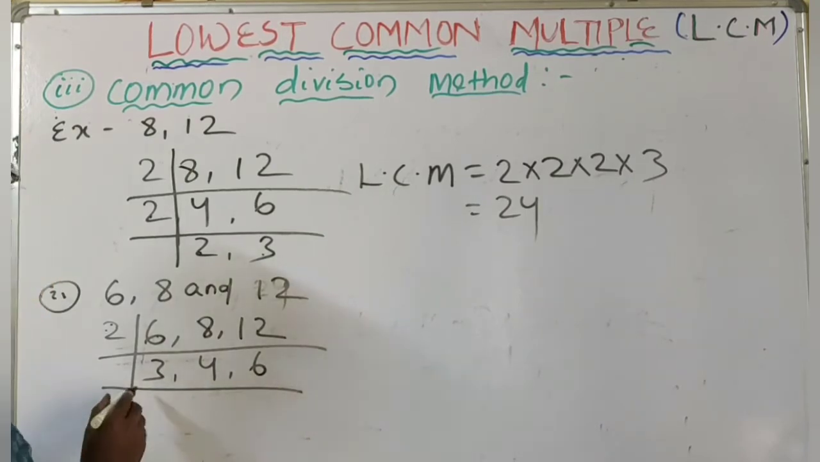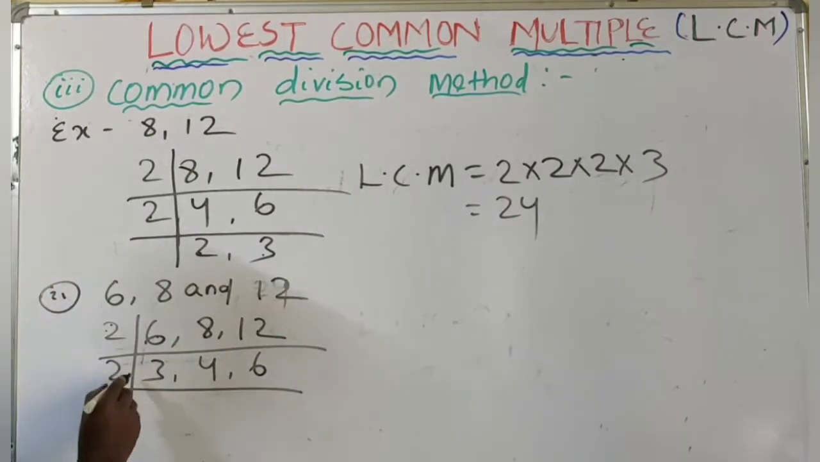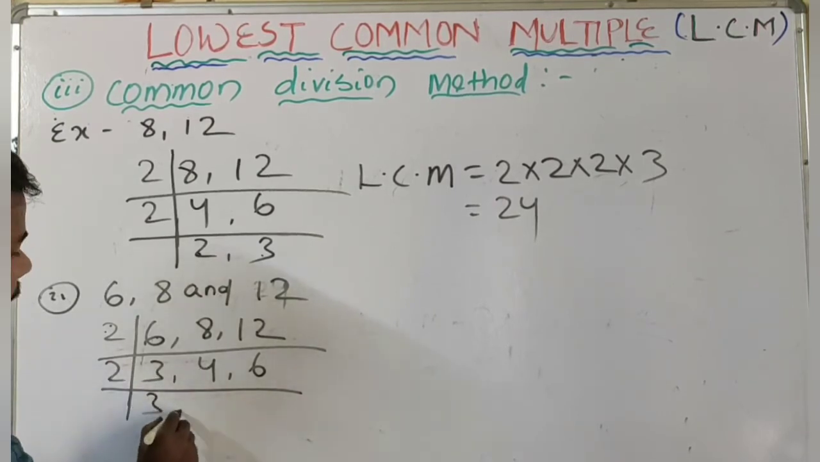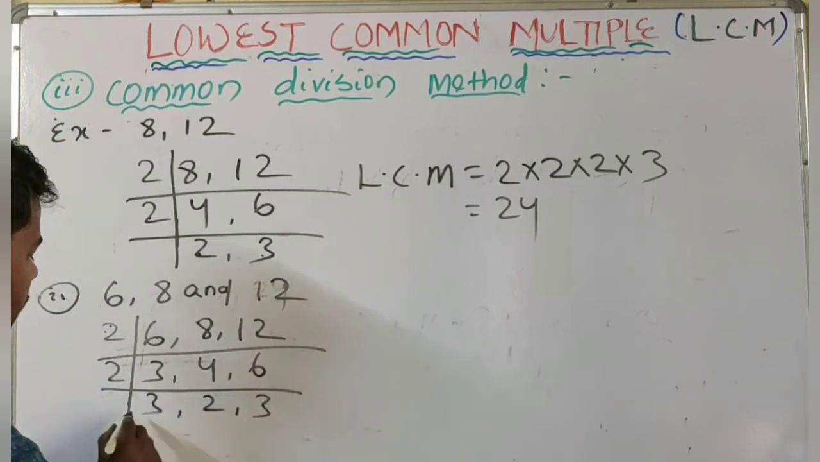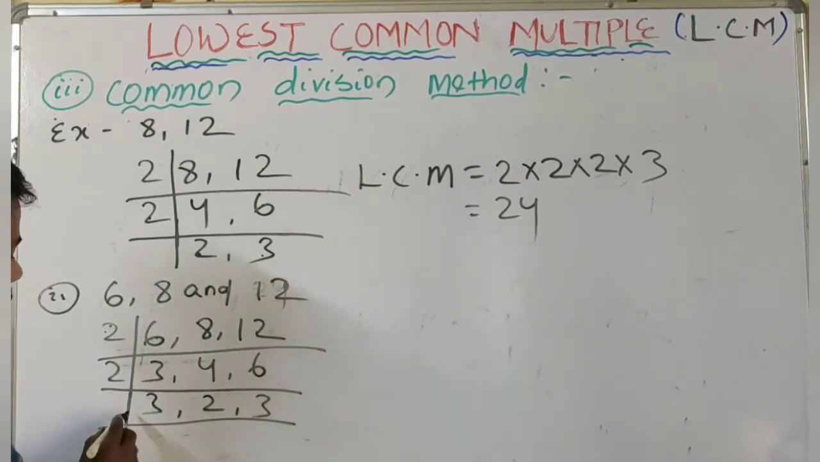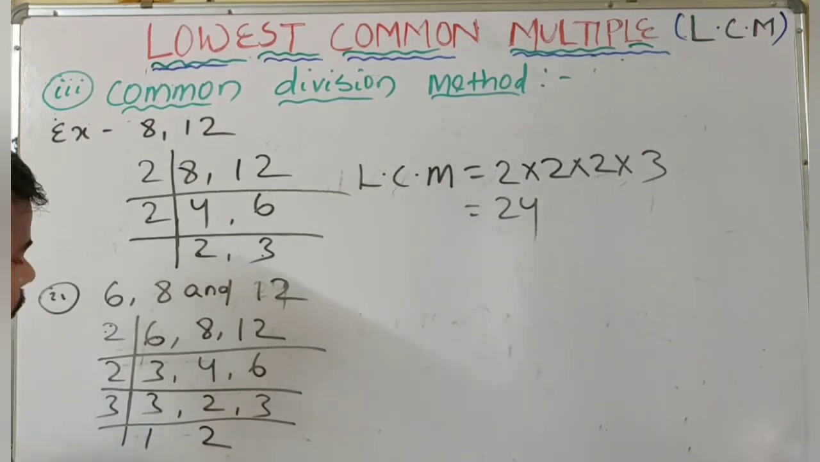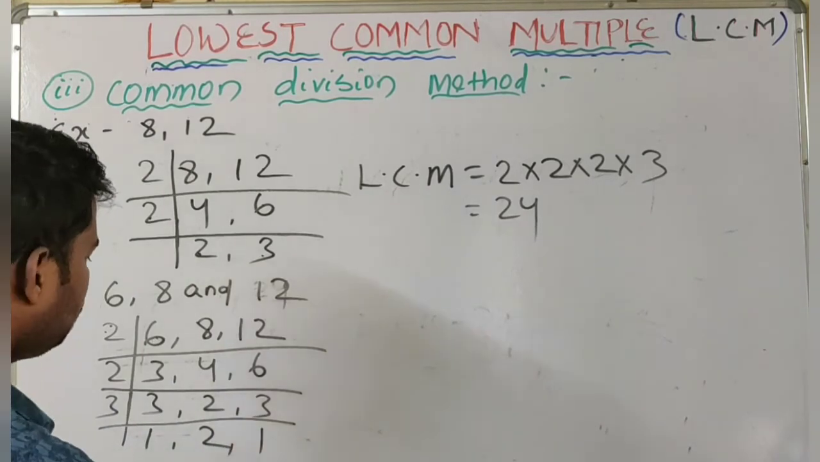Again, we will take a prime number 2 as divisor. 3 cannot be divided by 2, so bring down 3. 4 divided by 2 will get 2. 6 divided by 2 will get 3. Again, we will take the prime number 3. 3 divided by 3 is 1. So bring down 2, and then 3 divided by 3 is 1.